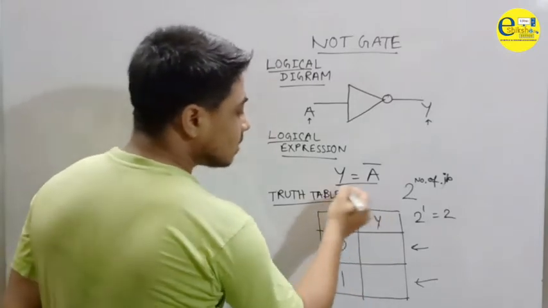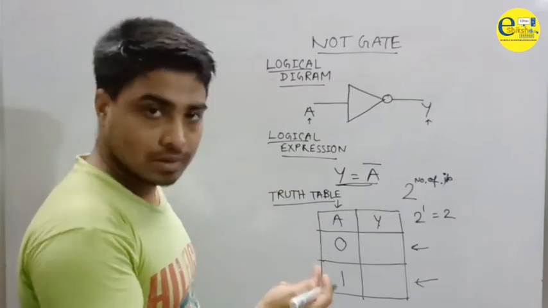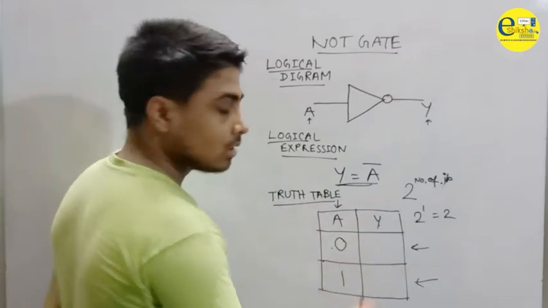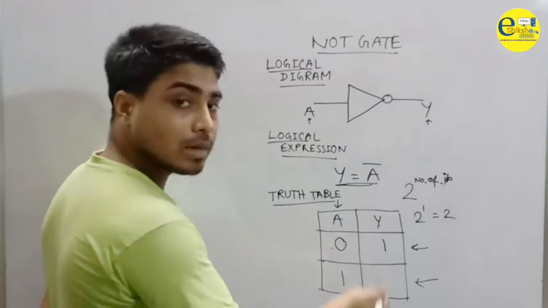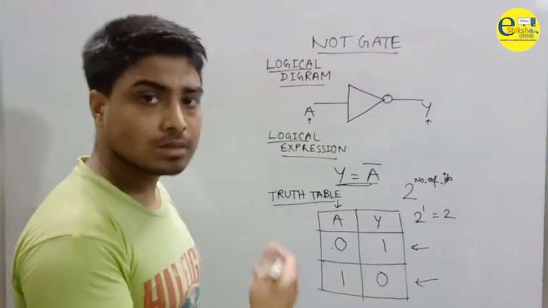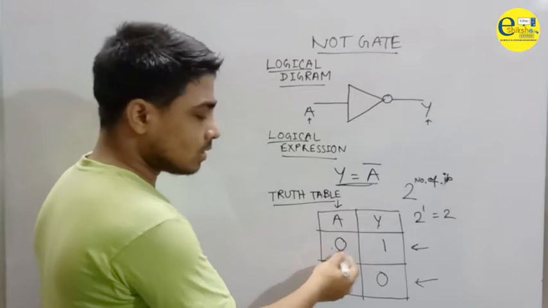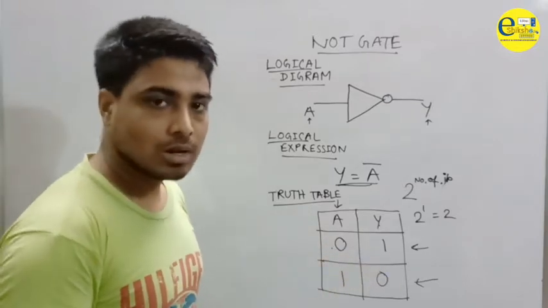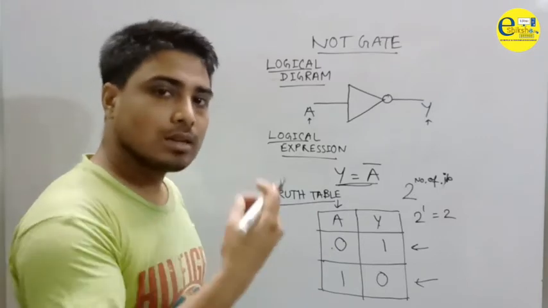Now, we know the output is the complement of the input. What is the input here? 0. And what is 0's complement? It is 1. What is 1's complement? 1's complement is 0. Complement means the opposite. So when the input is 0, we get 1, and when the input is 1, we get 0. I hope you understand. If you don't, go back in the video and listen again.